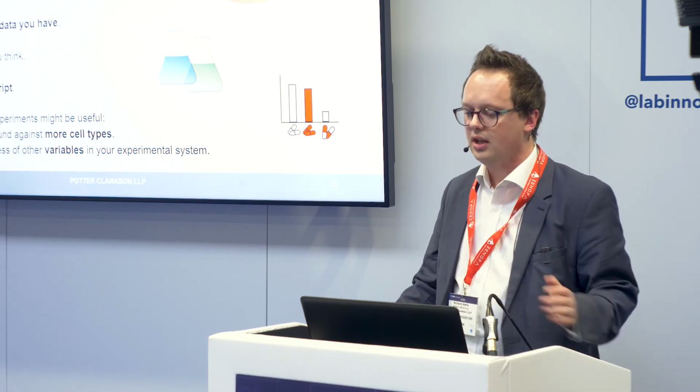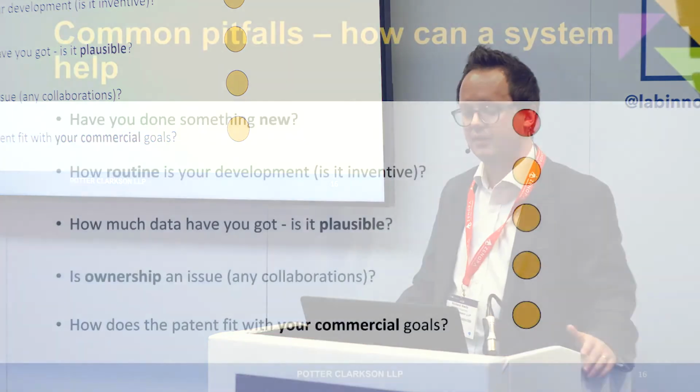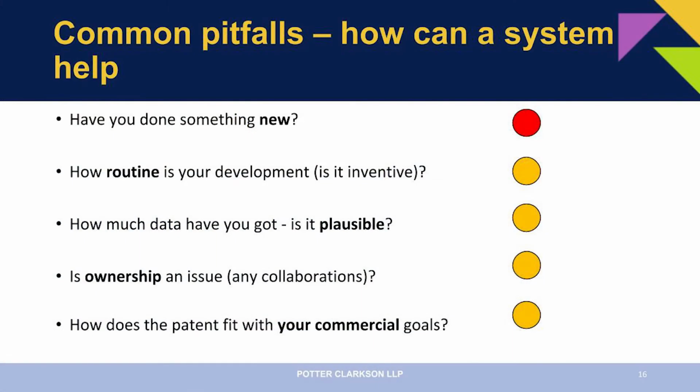So based on these general discussions of the system and with a bit of an explanation of what these legal hurdles are, we're thinking, well, what are the common pitfalls? You know, how can a system help? And I've used a rather binary traffic light system here of red, as you might have a problem, and amber, well, it's something to think on.